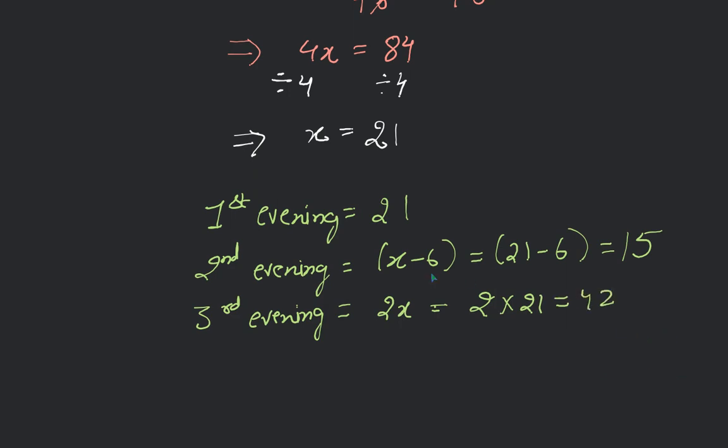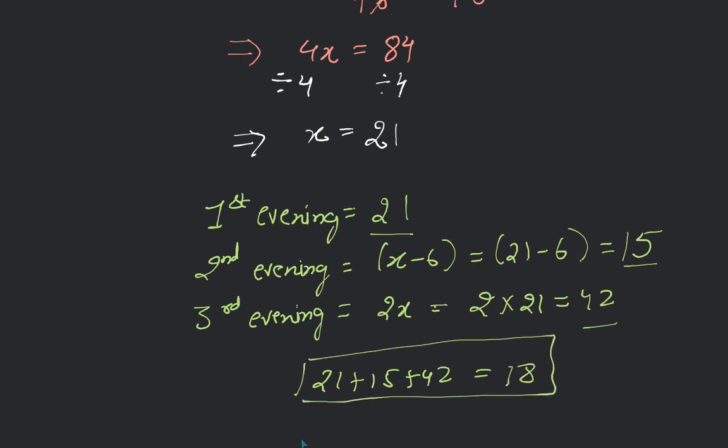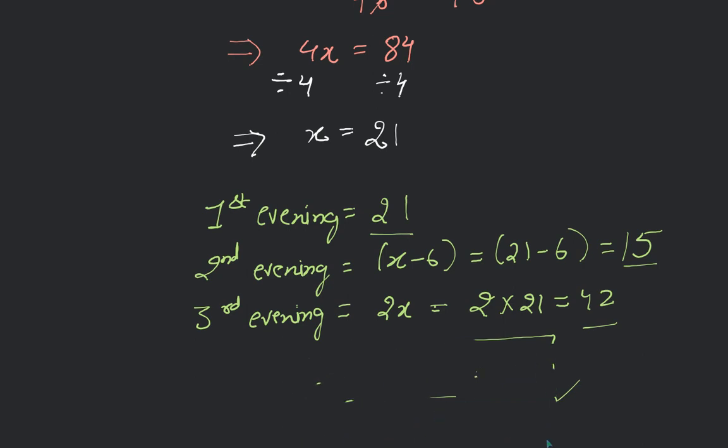Now to check whether we have done it correctly, we can add 21, 15 and 42, and it will give us the total of 78. It means that we have calculated the calls on the 3 different evenings correctly. So this is just for your understanding. The answer is 21 in the first box, 15 in the second box, and 42 in the third box.